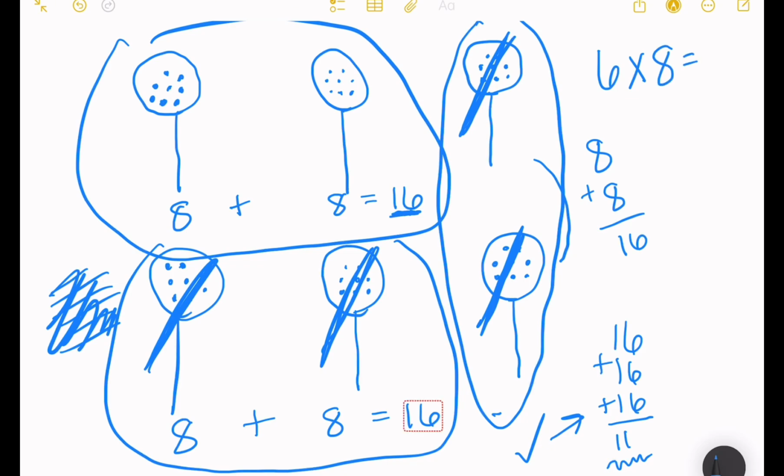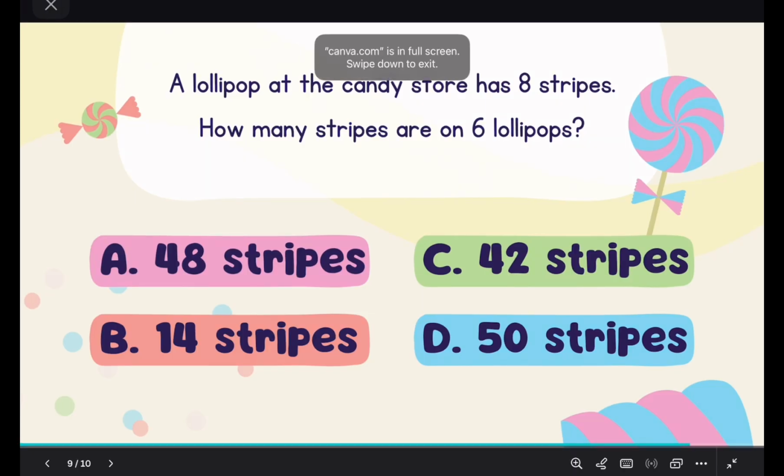So what I got is that 6 groups of 8, 6 times 8 equals, oh, don't solve it for me, equals 48. So let's go back and look and see if 48 was an option on our slideshow. It sure was. A says 48 stripes. All the other ones are close. Well, B isn't close, but C and D are close, but I got exactly 48 when I counted my stripes.